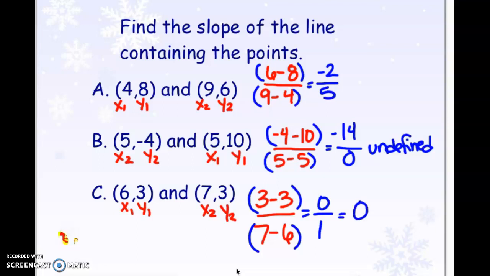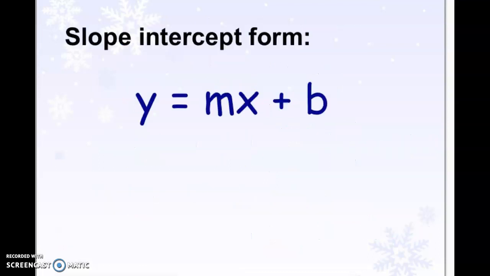So then these are 2 special cases. You can't divide by 0, but you can have 0 divided by a value and end up with a slope of 0. So make sure you know what those 2 special cases look like.